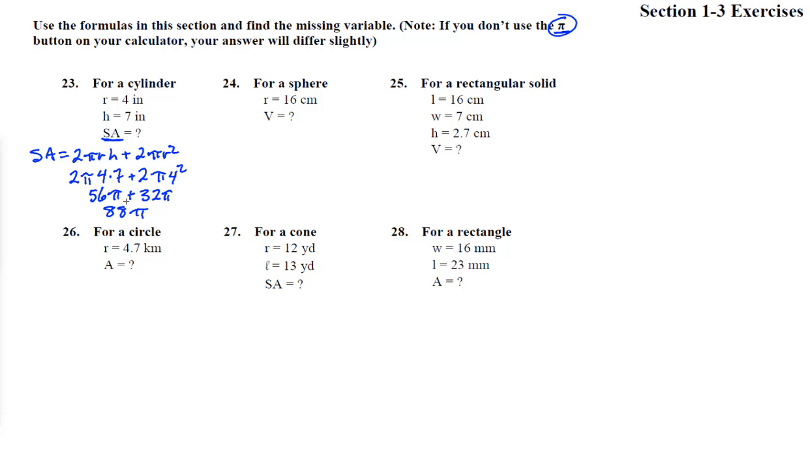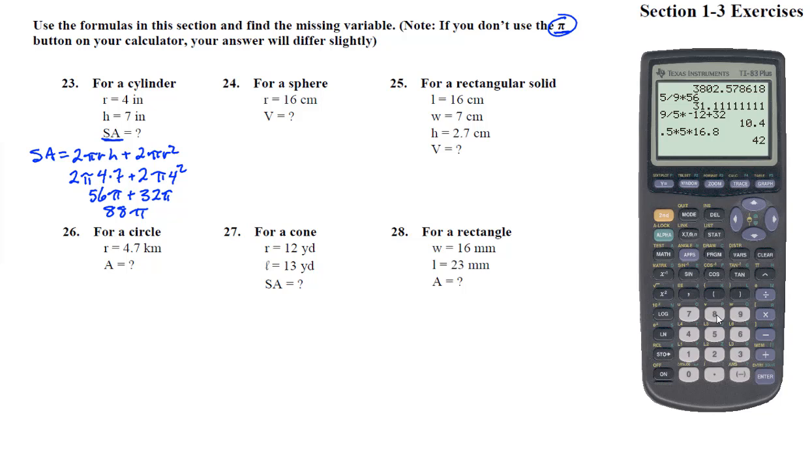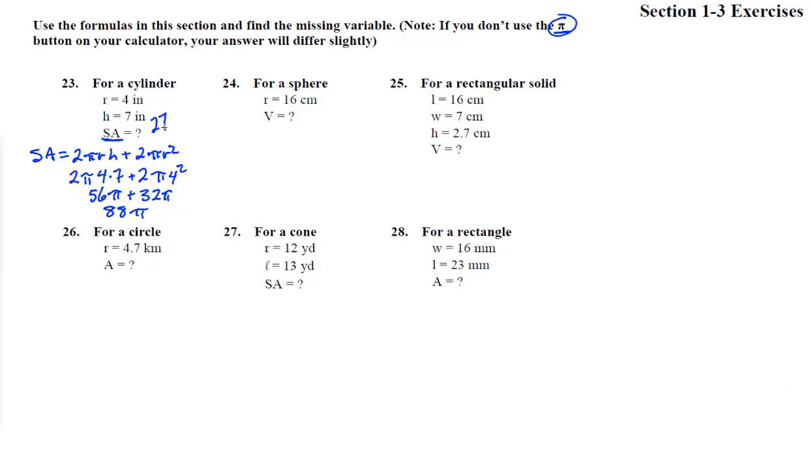You could leave the answer just like that, or go ahead and stick it into the calculator. Now we'll do 88 times and use that pi button. And we get 276.46, 276.5, and this is inches squared. Is that good? Yeah, excellent. Or you could round 276.46. That's all right as well.